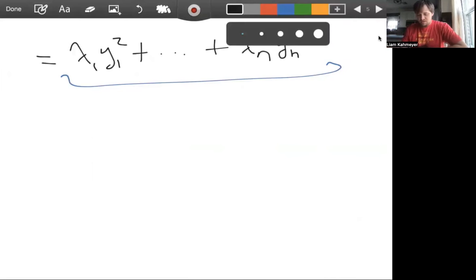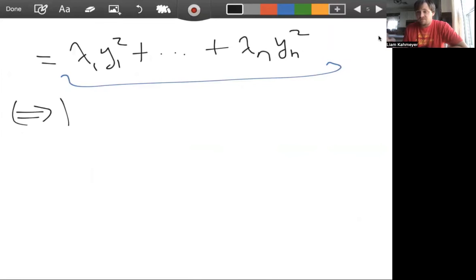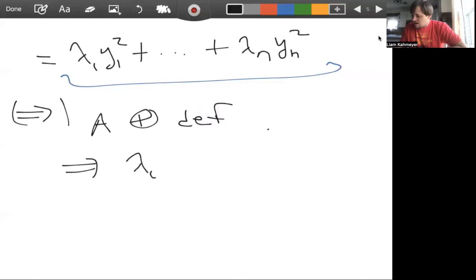Now, let's prove this statement. It's an if and only if statement, so we have to prove both directions. So let's prove the forward direction. The forward direction means we get to assume that A is positive definite. But what does it mean that A is positive definite? That implies that lambda i is greater than 0 for all i from 1 to n.